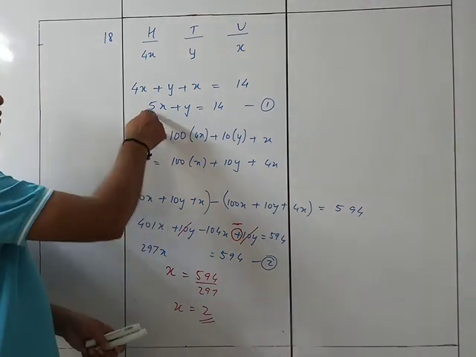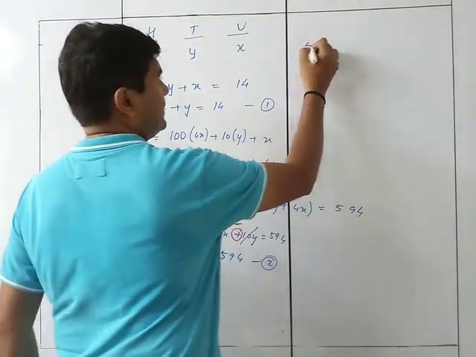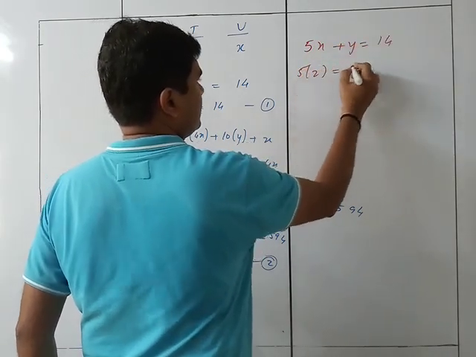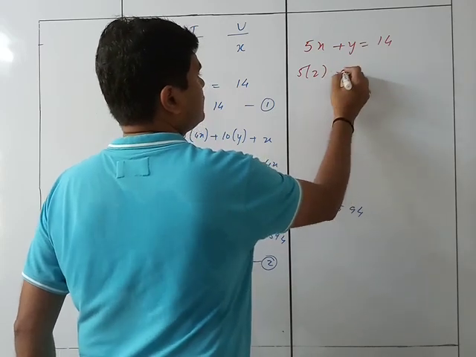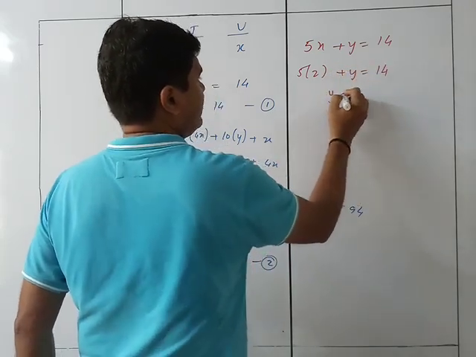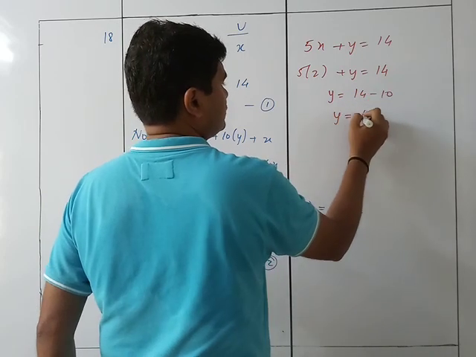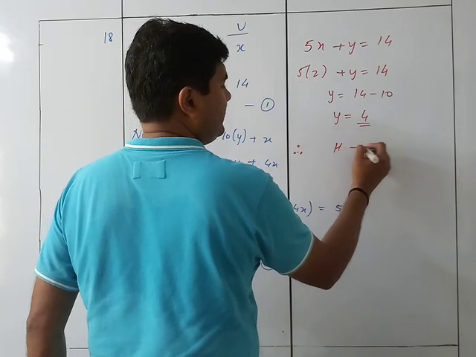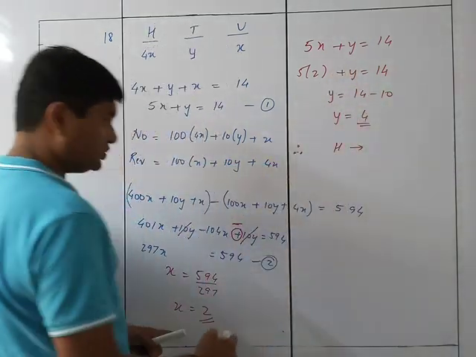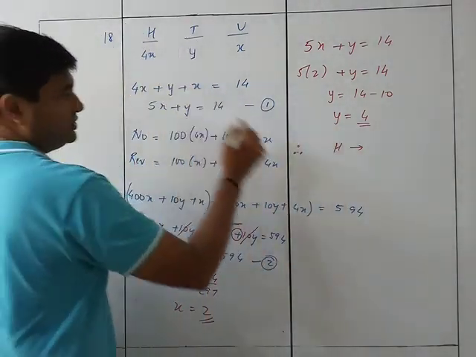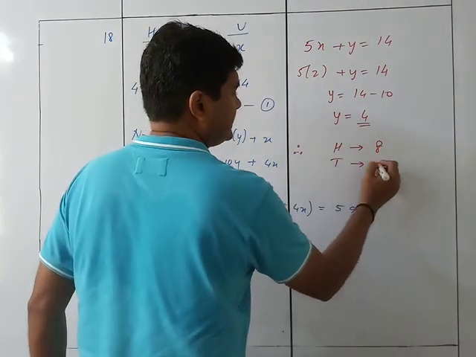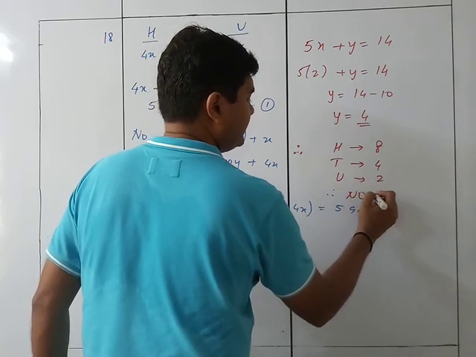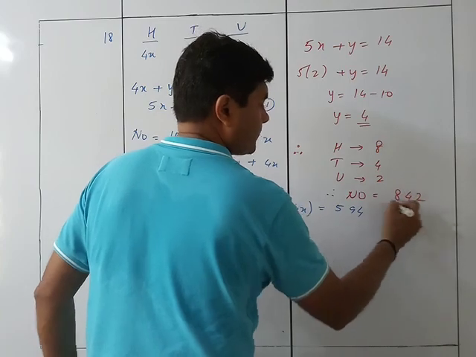Now we know x is equal to 2, you put this value in the equation. So you get 5x plus y is equal to 14. Sorry, 5 into 2 plus y is equal to 14. That's why y is equal to 14 minus 10, y is equal to 4. Therefore, the hundreds place will be, x was 2, so it will be 4 times, so 8. Tens place is 4 and units place is 2. Therefore, the number is equal to 842.